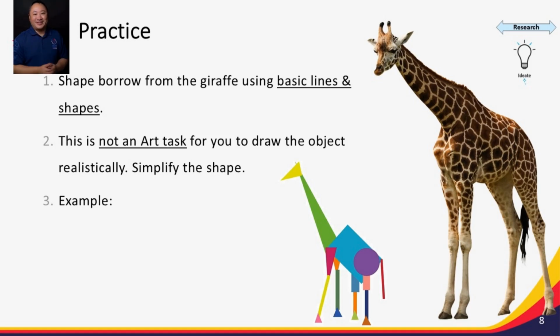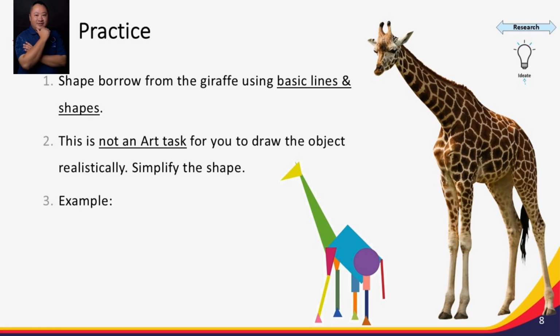Now, let's practice this shade borrowing technique. Looking at the photo of the giraffe, can you draw it using basic lines and shapes? Remember, this is not an art task for you to draw the giraffe realistically. Simplify the outline like in the example given. While you simplify, make sure that people can still recognize it as a giraffe based on its long neck, triangular head, and long thin legs. This outline can be used for your clock design later.